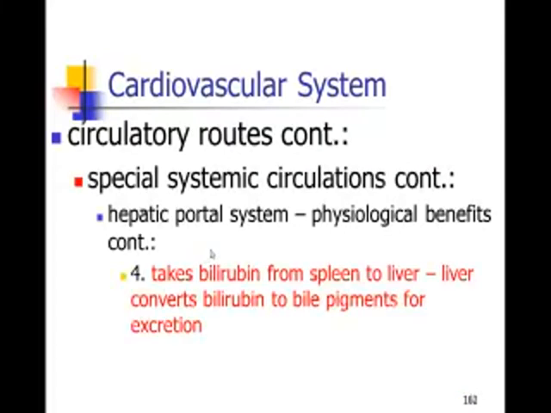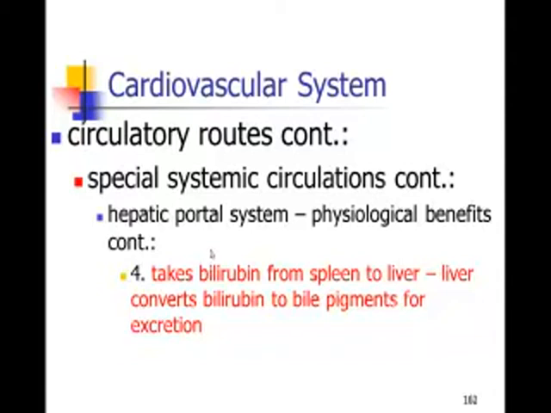It takes bilirubin from the spleen to the liver. Now, we didn't talk about the bilirubin at this point. We're going to be talking about that when we get to the accessory organs of the gastrointestinal tract. But when blood cells become old, they become fragile. When they go into the spleen, they burst. The hemoglobin is released into the plasma. Obviously, hemoglobin is important when it's inside of red blood cells, but when it's in the plasma, it's junk.